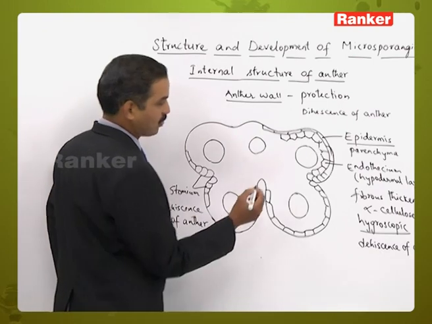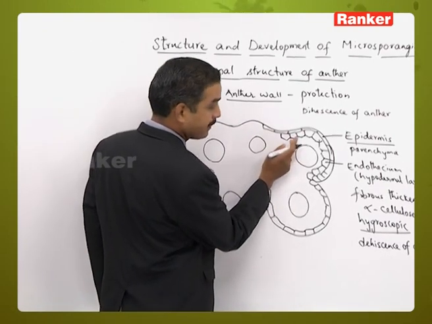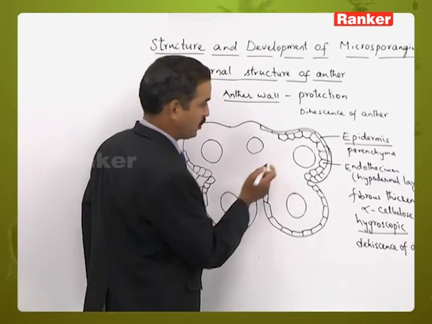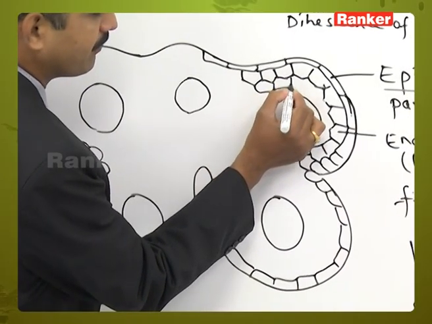So next layers are called as the middle layers, which are present inner side to the endothecium. So these are the middle layers.